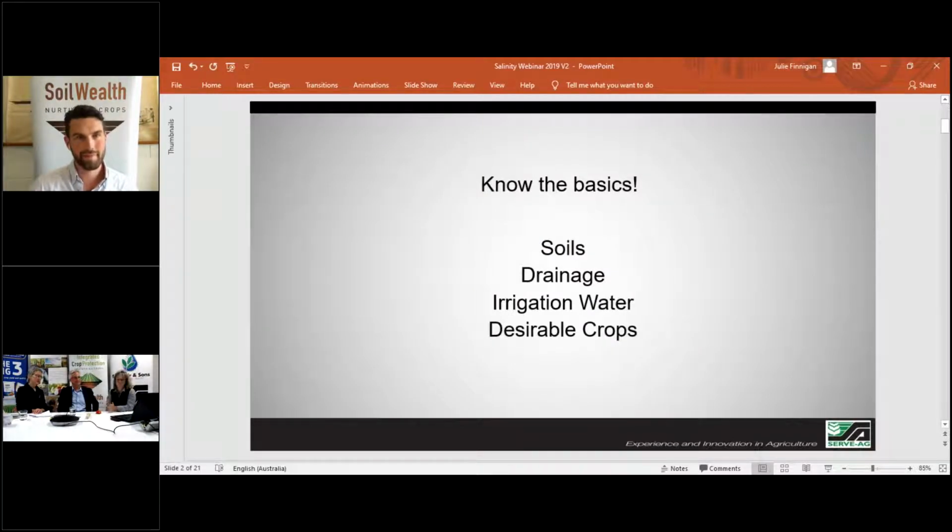So ultimately, for really good salinity management, we need to know the basics, and a lot of that is to really understand your soils. So what is the distribution of soil types on your property, let alone at the paddock scale. Also the depth of your soil profile and how that may change throughout your cropping paddocks. Then look at drainage. Drainage is really important to salinity management. If we have poor drainage, this is where we often get an accumulation of the harmful salts that impact on your crop performance. Irrigation water, as Bruce touched on, understanding the quality of your irrigation water is really important. And quite often it's not just testing it once, it's seeing how that may change throughout the seasons. And then also making sure that the crops we choose to grow are going to be suitable to grow in those conditions.